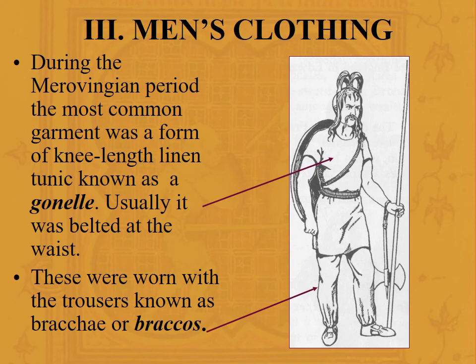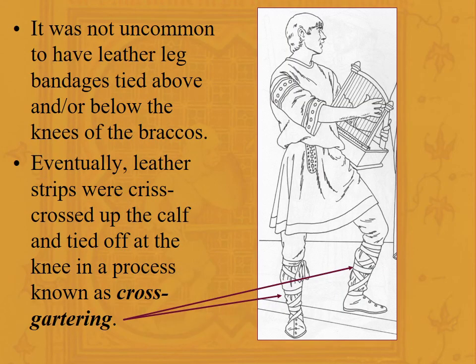Okay, let's look at some simple clothing. Here's a new knee-length linen tunic during the Merovingian period called the gonelle, which sounds kind of French. Braccae we can now call bracos if we so feel like it. You can see there on his legs. This is a very common thing of this period, from about the 5th century to the 11th century, having these leather strips crisscrossing up the calf to keep the bracos up, tied off at the knee. This is known as cross-gartering. So you'll see a lot of cross-gartering in this period. And if you're costuming it, you can't go wrong with bracos and cross-gartering. Trust me.